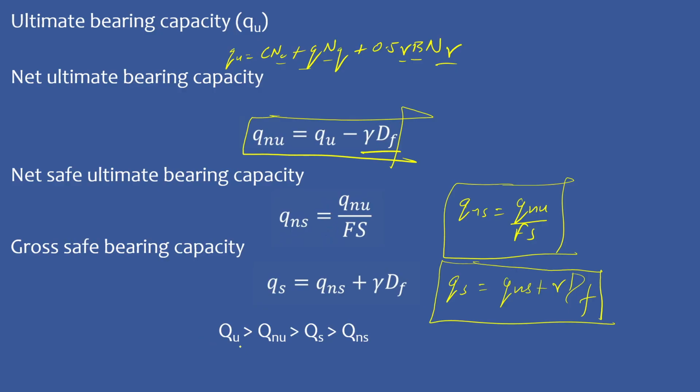So the correct answer here will be QU, and then QNU, then QS, and then QNS. Why is this so? Because the ultimate bearing capacity is the maximum, then if you reduce the factor gamma Df, this will be the second case. And since you are dividing this by the factor of safety, this will be QNS, and this will be QS. So QU, QNU, QS, and QNS. So that is the case.